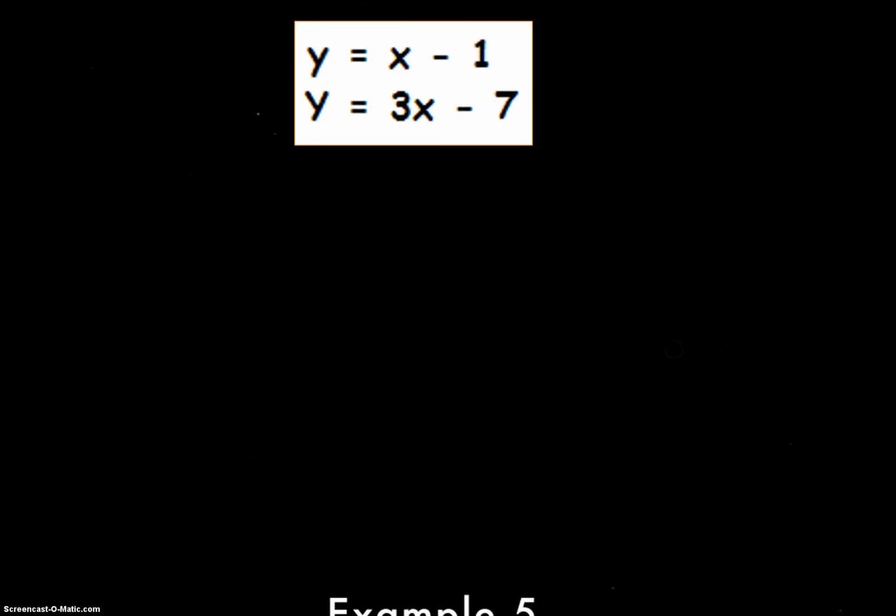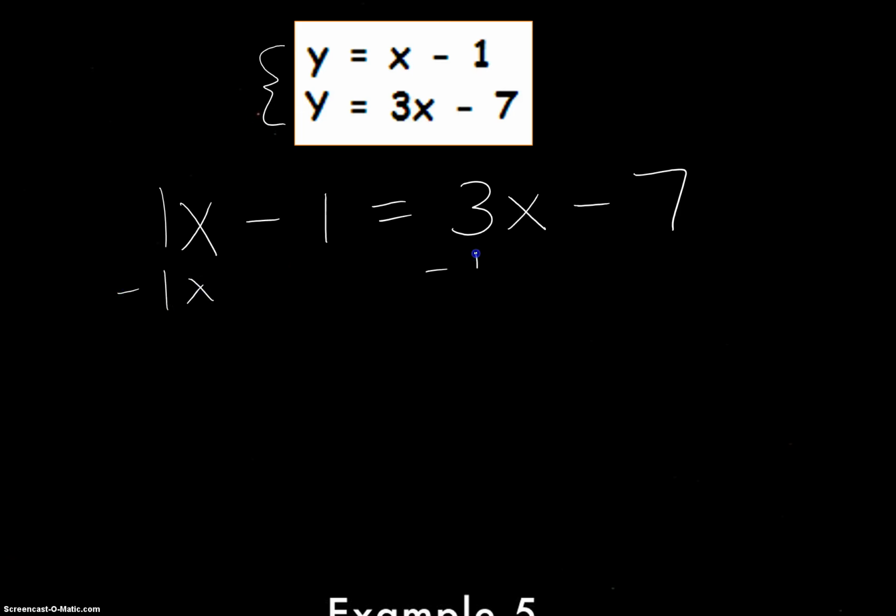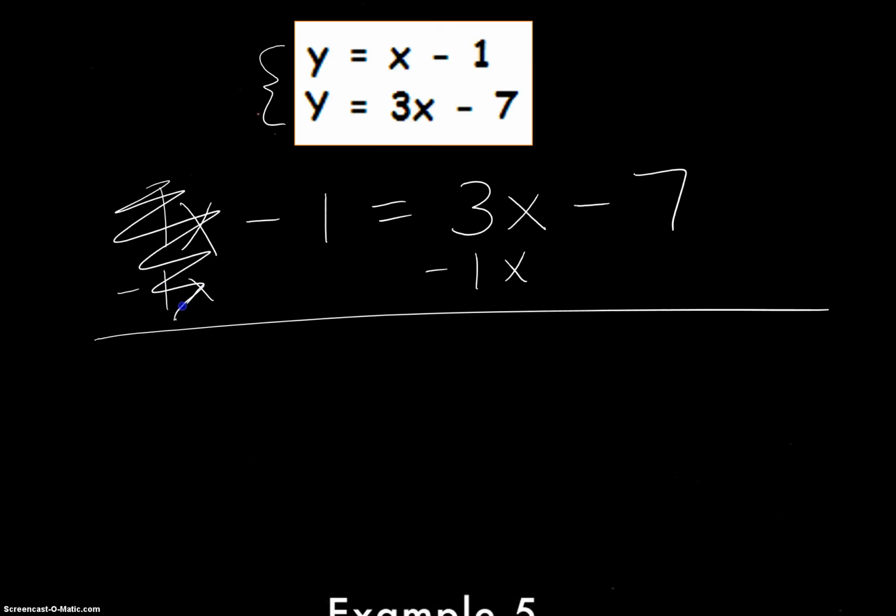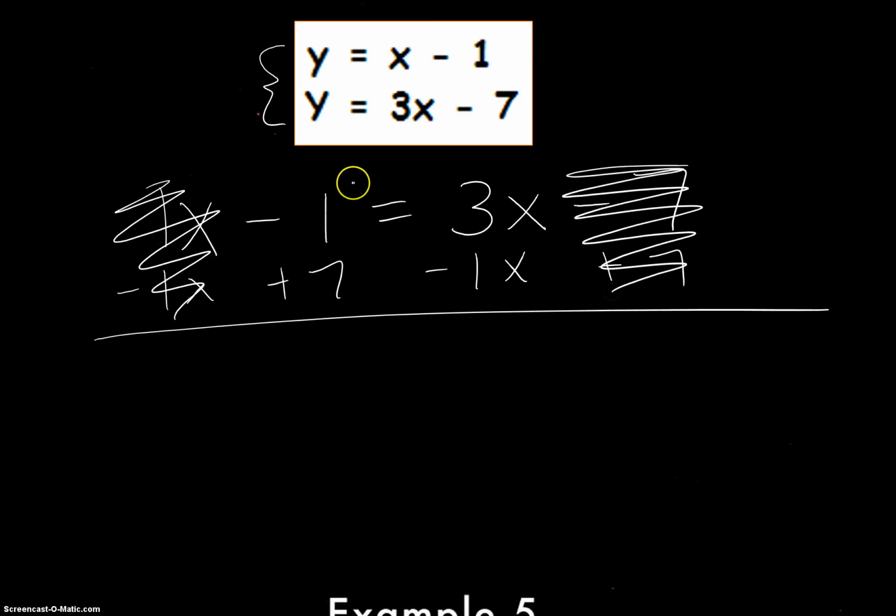All right, example 5. Pause it and see if you can set it up on your own. From here, I'm going to add a coefficient of 1. I'm going to subtract 1x from both sides to get rid of my variable term on this side. I'm going to move my constants to the other side to get rid of my constants on the right. And now my math is just here.